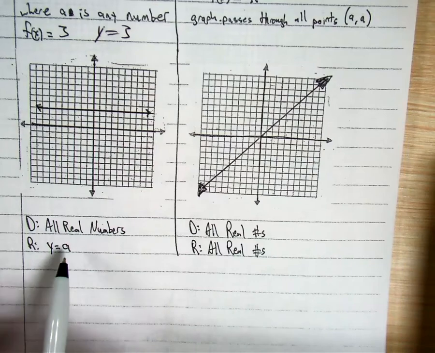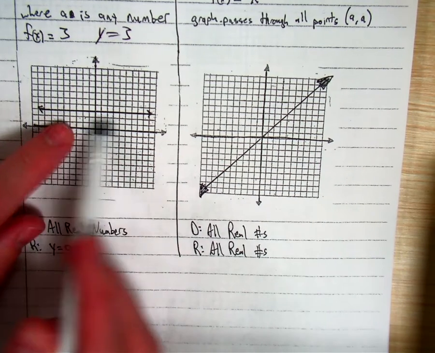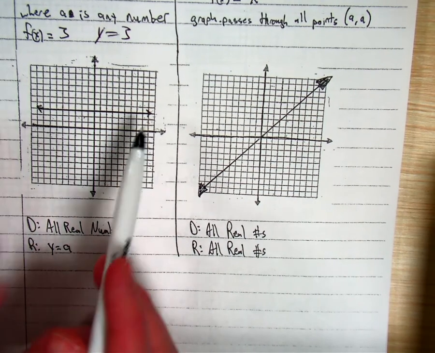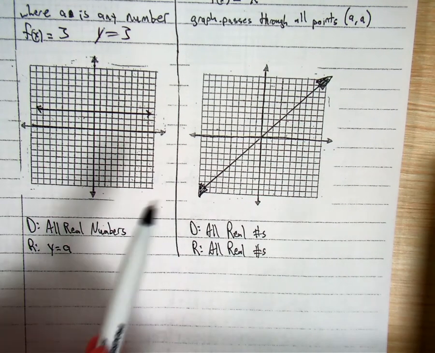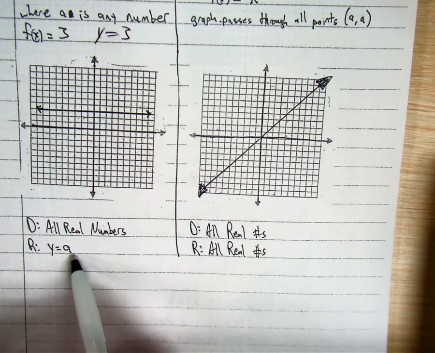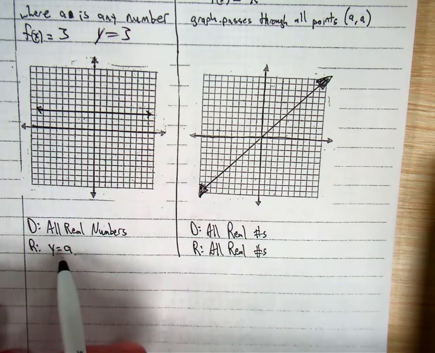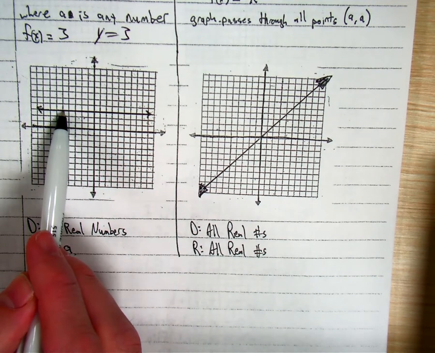Alright, our domain would be all real numbers. It goes forever left and right, so we're going to use all the x's. And then our range is just whatever that a value is. The only y we ever use in this case is 3.